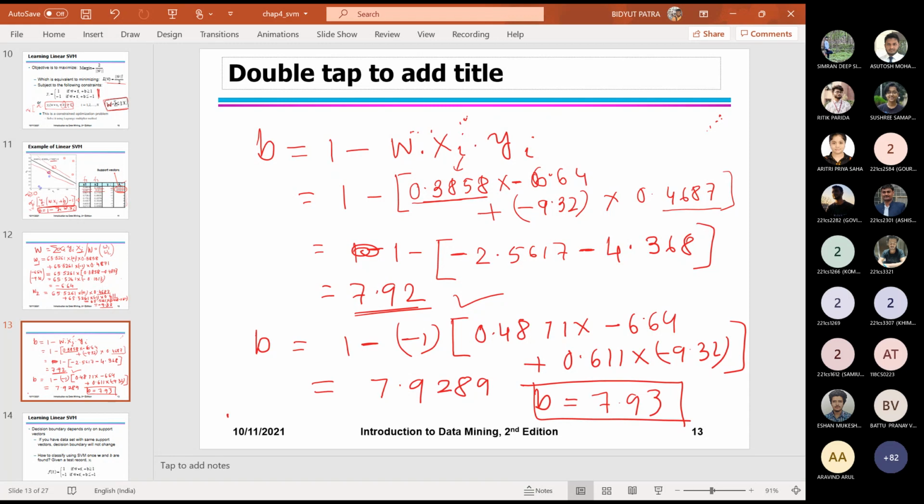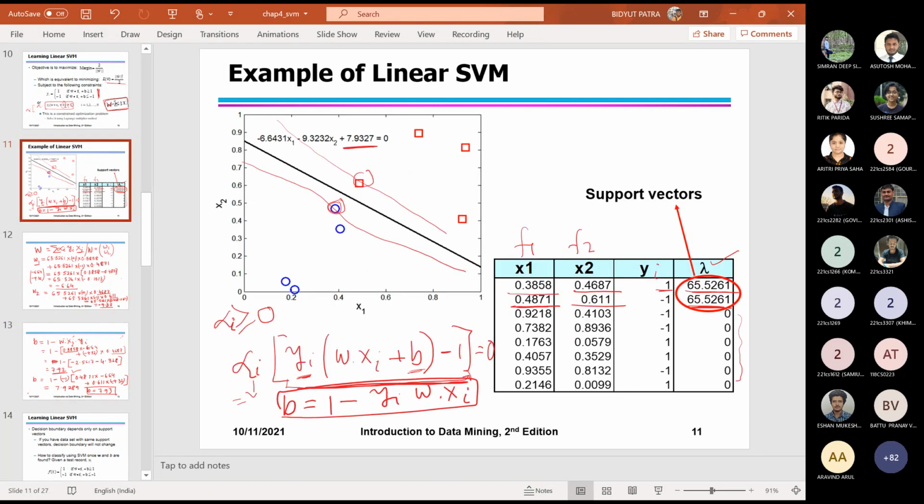Therefore b is 7.93. So this is the decision line, and this equation is W1 into X1 plus W2 into X2 plus B equal to 0. So this is the decision line.